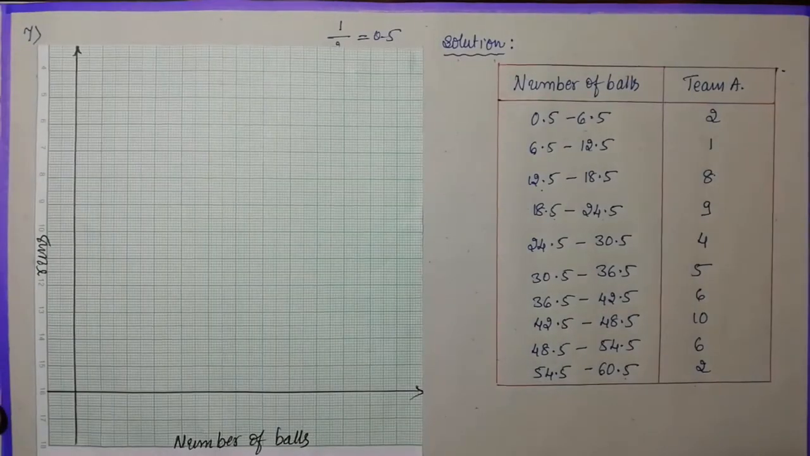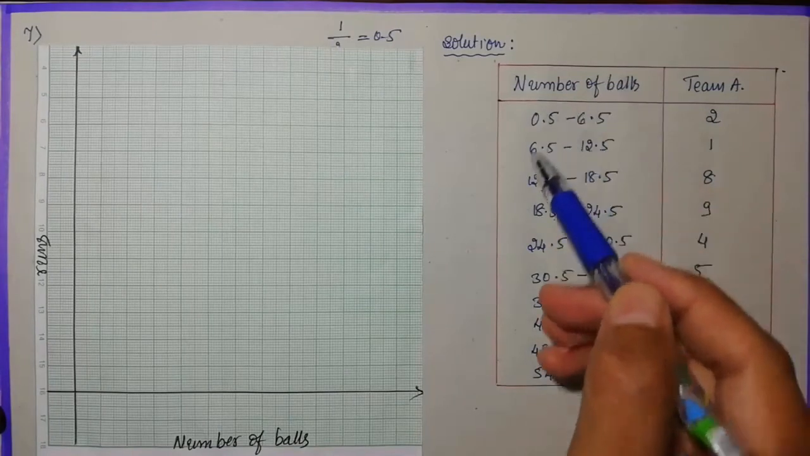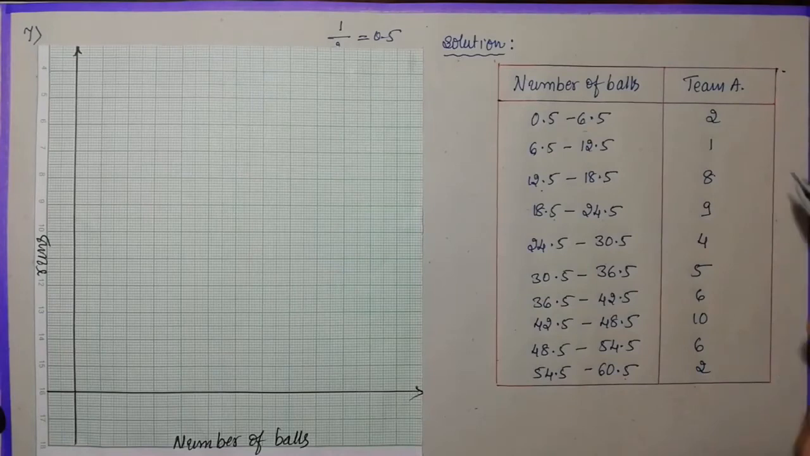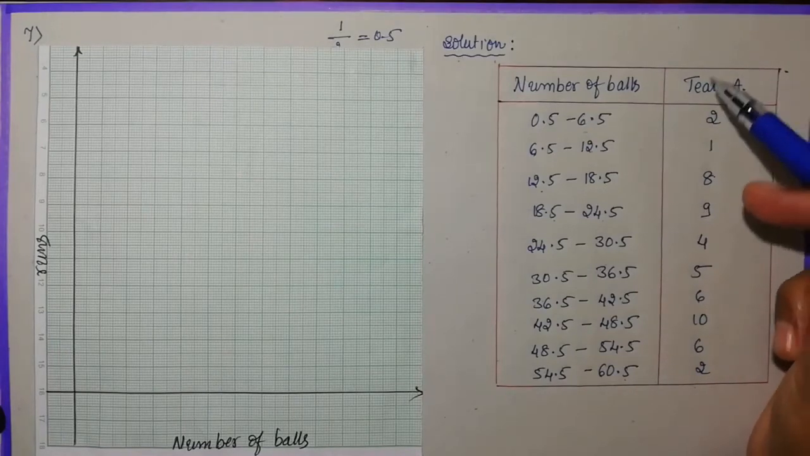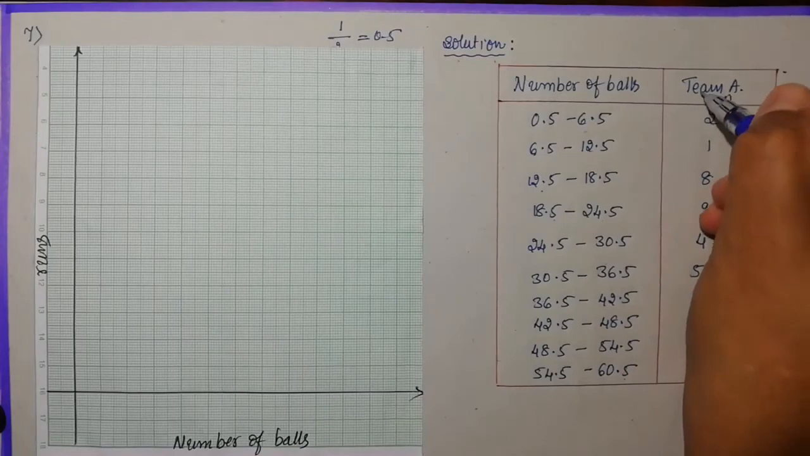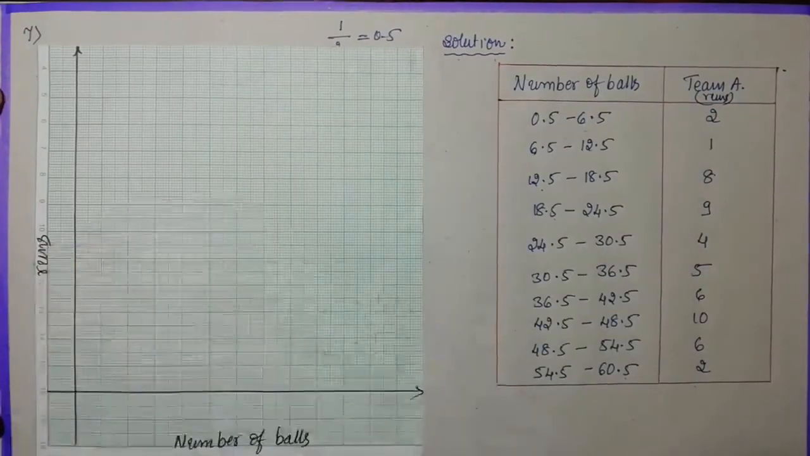Now in the graph sheet I have already drawn the x and y axes. On the x axis you need to write the number of balls, and here it is actually the runs scored by team A. Okay, so these are the runs scored by A, so that's why I have written runs. Now the next thing is choosing the scale.